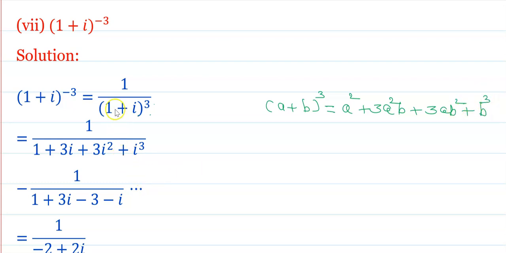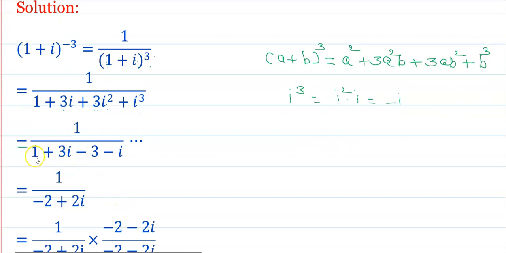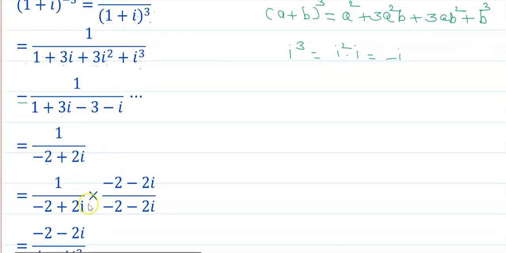This is the formula. 1 cube plus 3, 1 square into i, that is 3i, plus 3, 1 into i square, that is 3i square, plus i cube. Now keep this one as it is, 3i. i square is minus 1, therefore it is minus 3. The value of i cube, we have developed it. i square is minus 1, therefore i cube is minus i. Next, 1 minus 3 becomes minus 2. 3i मधनं i गेले, you are getting 2i.